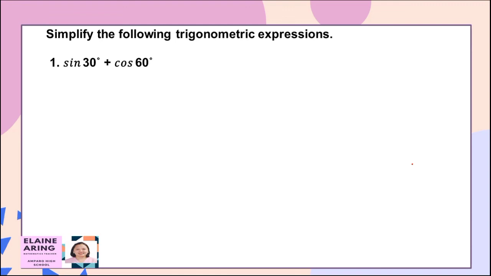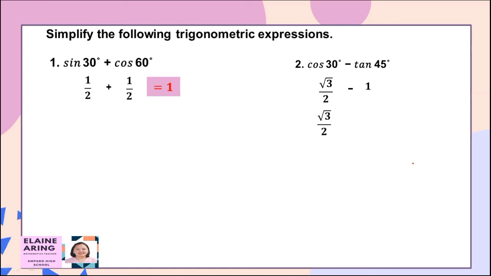So, here, alamin lang si sine 30 degrees, which is 1/2, plus si cosine 60 is 1/2 also. So, 1/2 plus 1/2 is equal to 1. Next, number 2, cosine 30 degrees minus tangent 45. Si cosine 30 is the square root of 3 over 2. Minus tangent 45 is 1. Okay? So, we have square root of 3 over 2 minus 1, ginawa ko siyang 2 over 2 para maging similar fraction. So, madali na lang i-add. Kukopyahin na lang yung denominator. So, the final answer is square root of 3 minus 2 over 2. So, ganyan na siya. Okay?